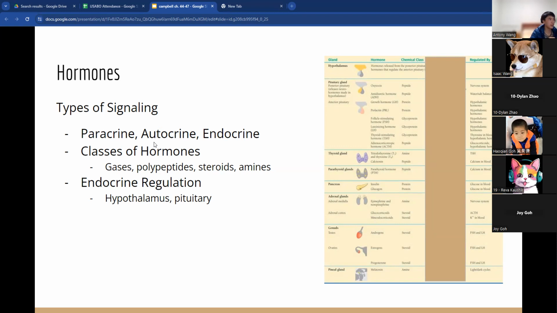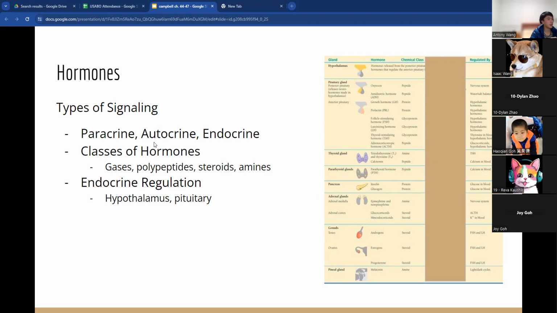Classes of hormones. Hormones can either be gases like nitric oxide, polypeptides like calcitonin, steroids like your sex hormones, aldosterone, glucocorticoids, and amines like dopamine, epinephrine, norepinephrine. Those are specifically called catecholamines, just for the record.